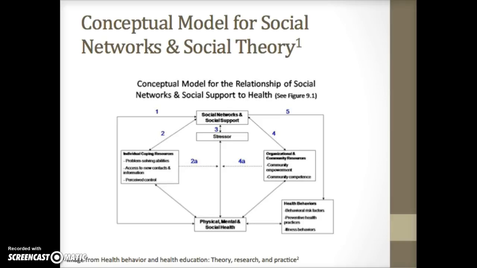Pathway 5 shows how social networks and social support may affect health behaviors. A social network may influence an individual to partake in preventative health behaviors and therefore decrease the amount of disease as well as decrease recovery time for individuals.